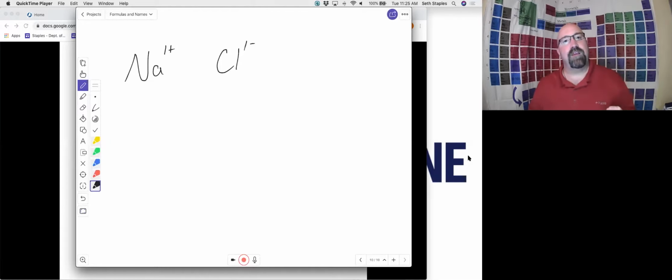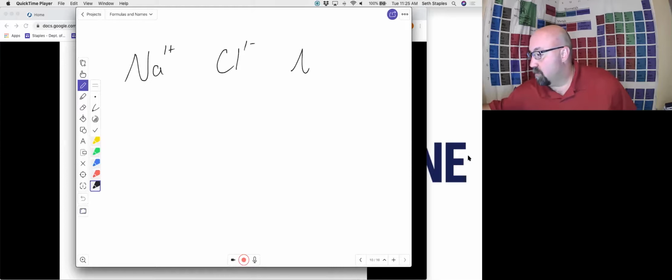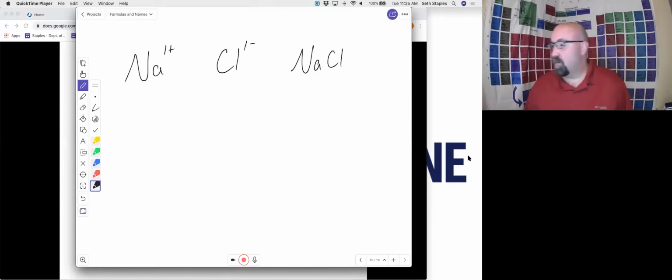And so now let's just think about that. Each sodium comes with a 1+. Each chloride comes with a 1-. And so we ask ourselves, how many of each of those do I need for the pluses to balance out our minuses? Turns out in this case, I just need one of each. Each negatively charged chloride will balance out each positively charged sodium. So one of each leads me to a neutral compound.